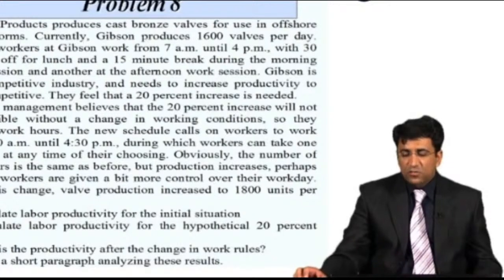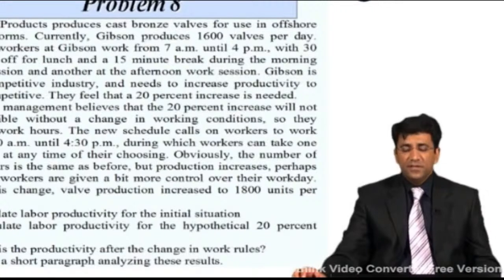The new schedule calls on workers to work from 7:30 a.m. until 4:30 p.m., during which workers can take 1 hour off at any time of their choosing. Obviously, the number of paid hours is the same as before, but the production increases, perhaps because the workers are given a bit more control over their workday. After this change, valve production increased to 1800 units per day.